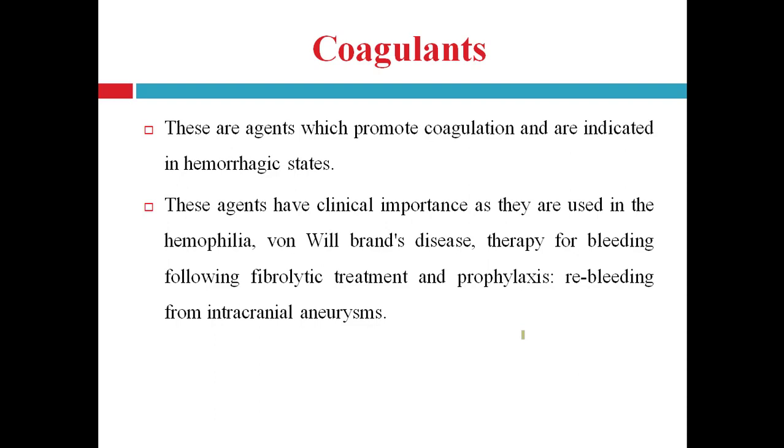It is a bleeding disorder that is caused by low level of clotting protein in the blood, right? Due to low level of clotting protein or clotting factor in the blood, normally bleeding occurs. Coagulation process does not occur and bleeding occurs, right? This condition is known as von Willebrand's disease, and to manage this condition coagulants can be used, right?